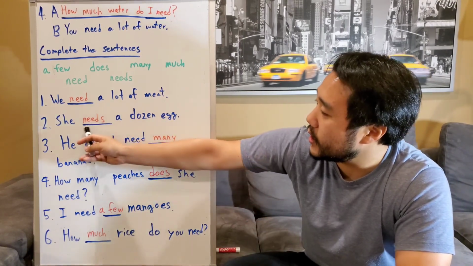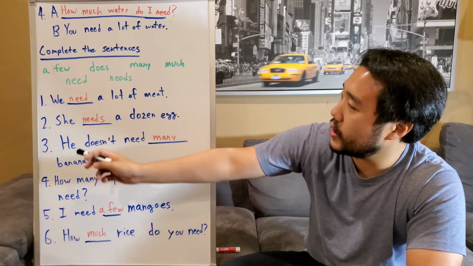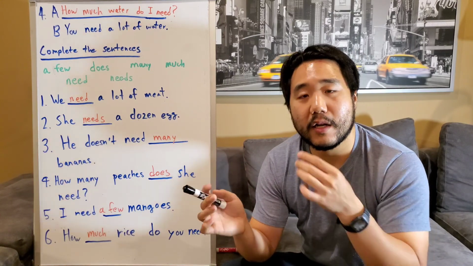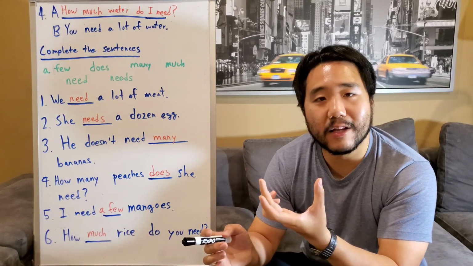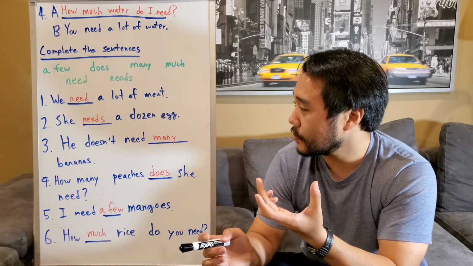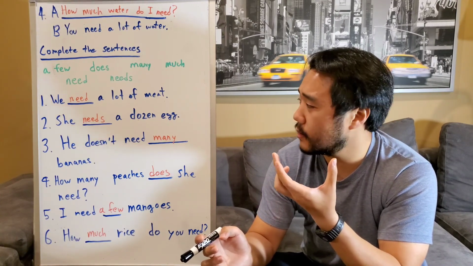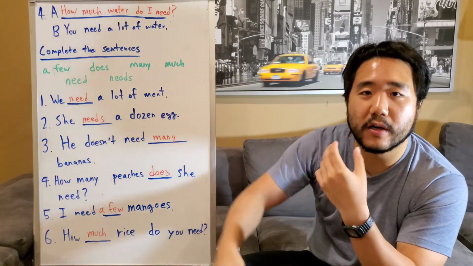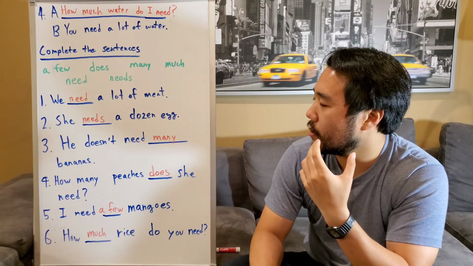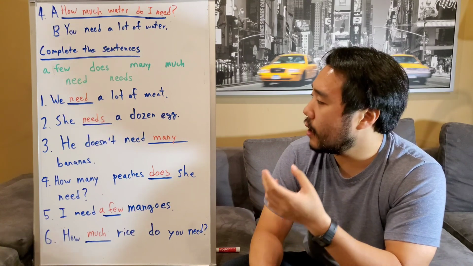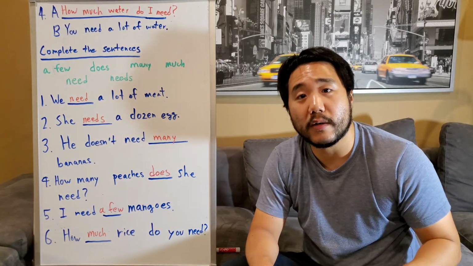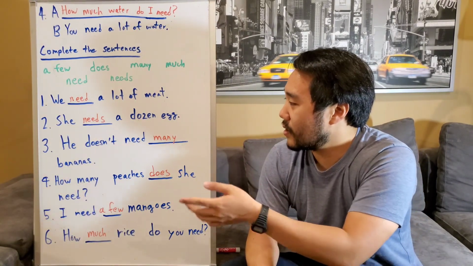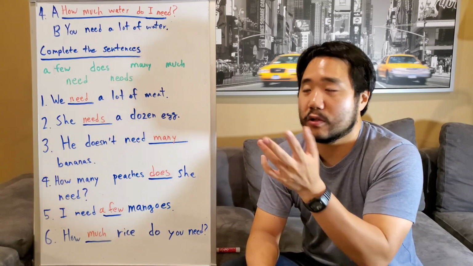Number 2, she needs a dozen egg. She needs a dozen egg. So remember subject pronoun. When we're making a statement, and if you have a verb, you need to add the letter s to make a statement. So she needs a dozen egg, and the dozen here is another partitive. A dozen means 12. So here it actually means 12 eggs, but instead of that, we say just dozen egg. Then people know that there are 12 eggs.